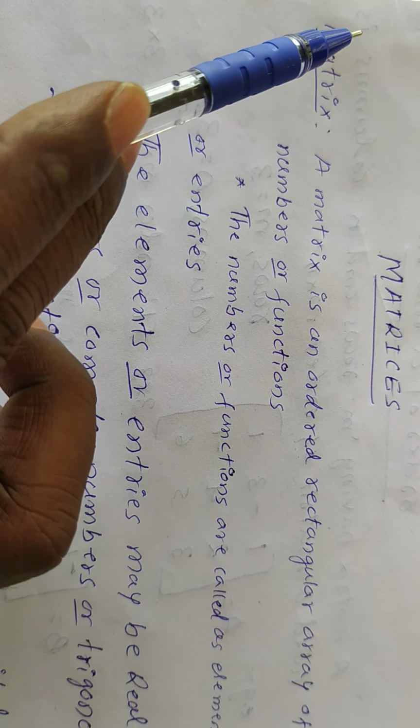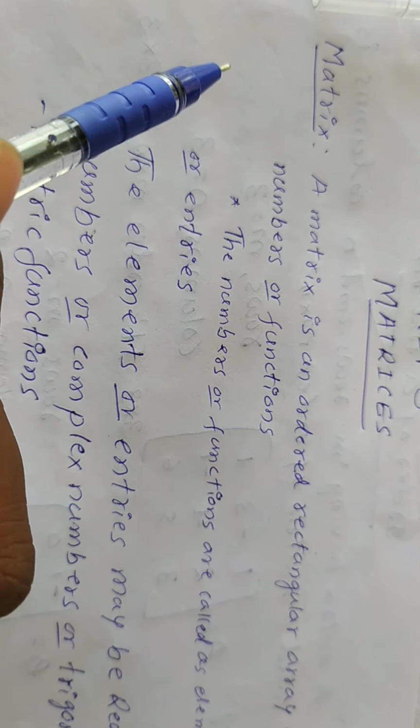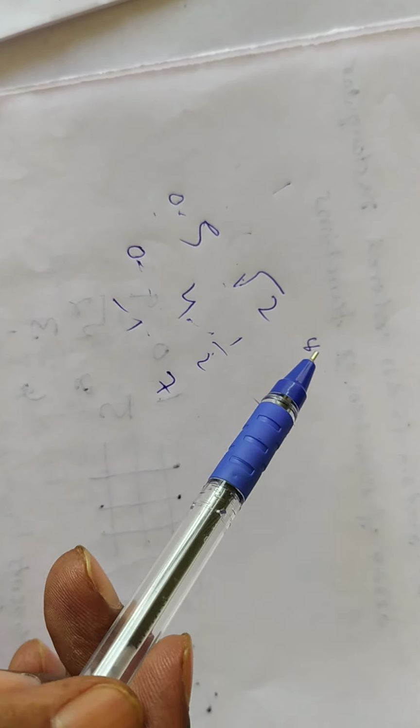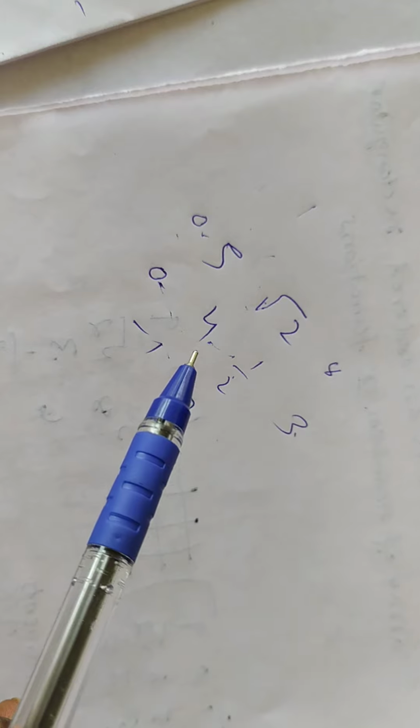Sir, what is a matrix? See here, I have some numbers: 0.5, root 2, 8, 0, 4, 1 by 2, 3, minus 1, 7, etc. See here, all these numbers are not arranged in a specific order. They are scattered randomly, which means they are not in order.